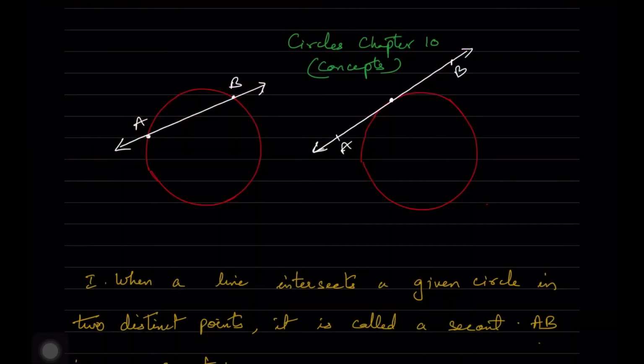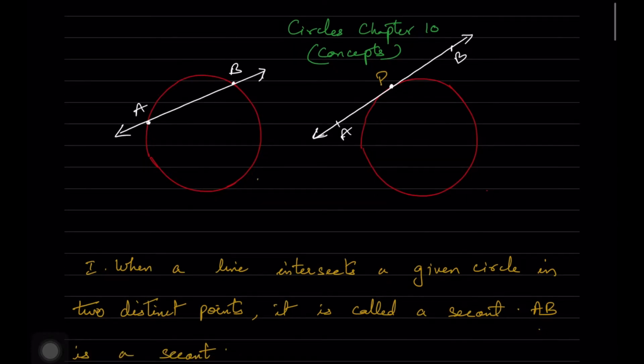Chapter 10 Concepts. You can see two circles over here. In the first circle, there are 2 points on the circle, A and B, and a line is drawn through them. In the second one, there is a point on the circumference of the circle, which we named P, and the line AB is drawn through it. So what are these two circles? We'll just see. This is the first figure and this is the second figure.